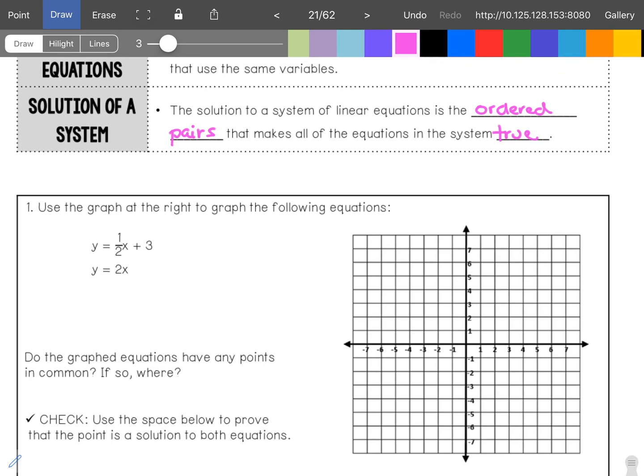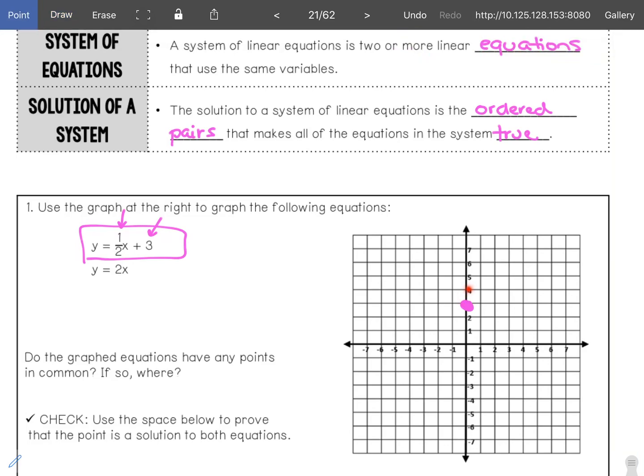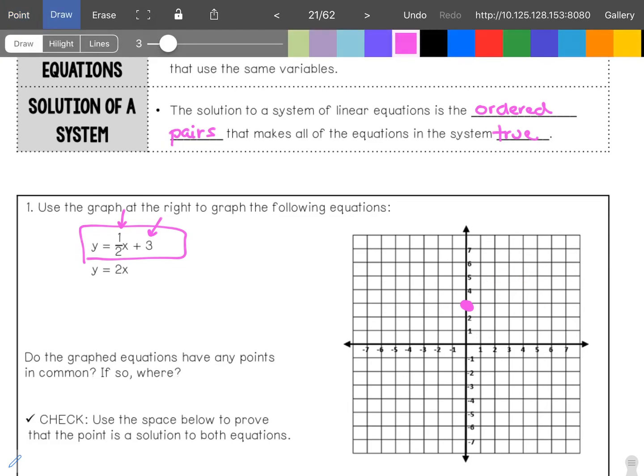All right, so look at the first one here. If we plot that, we would start at our y-intercept, which is 3. And then looking at the slope, which is 1/2, because it's positive 1/2, we are going to go up and right. So from this point, you're going to go up 1 and right 2. Put a dot there, and then you'll go up 1 and right 2 again, and you'll continue with that pattern.